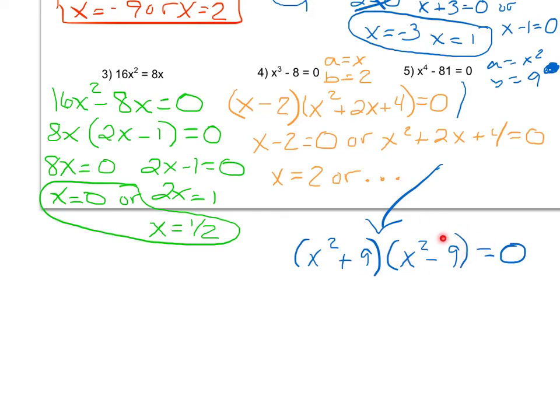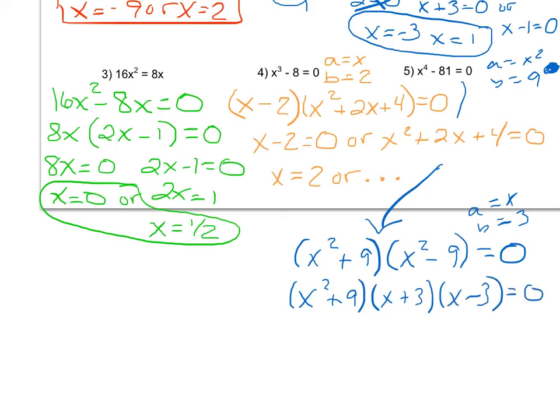I can factor this piece further because this is still perfect square minus perfect square. This has an a value of x and a b value of 3, giving me x squared plus 9 times x plus 3 times x minus 3 equals 0. Well, any of these three pieces can be 0. X squared plus 9 can be 0. X plus 3 can be 0. Or x minus 3 can be 0. I can solve these back two fairly quickly. X is either negative 3 or x is positive 3.